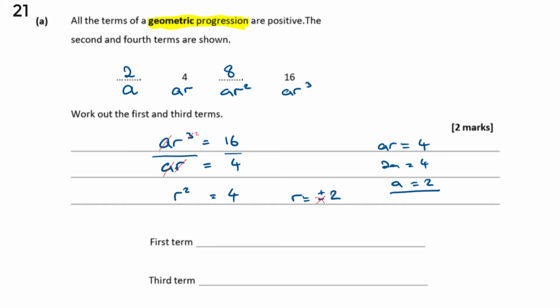So my first term is 2 and my third term is 8. You could probably have worked that out by inspection, just by looking at the terms and thinking it through. But this method works no matter how difficult the numbers are that they give you. So it's a good method to know.